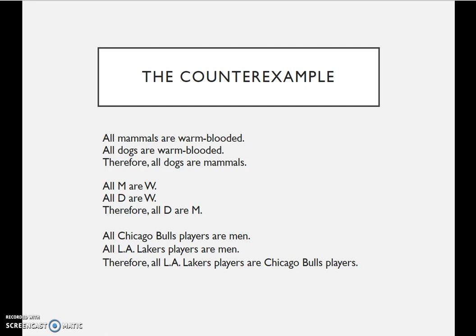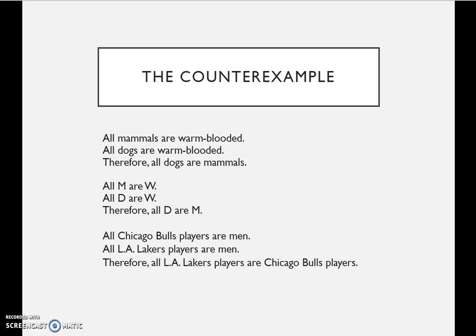Therefore, all Los Angeles Lakers players are Chicago Bulls players. So clearly the premises are true, the conclusion is false. This exposes that the structure of this argument is invalid, the form is invalid.